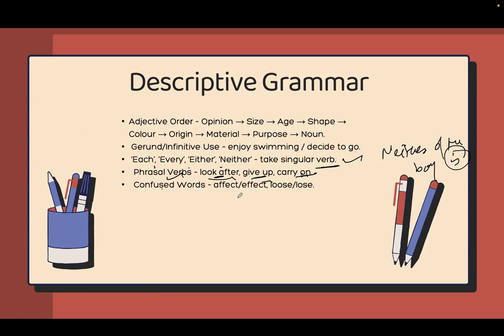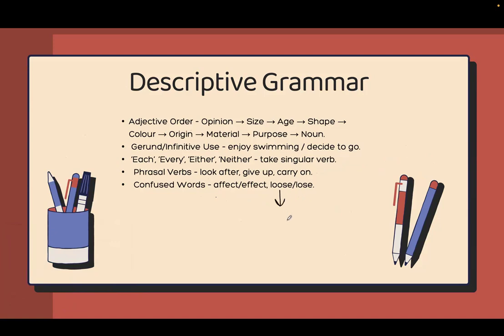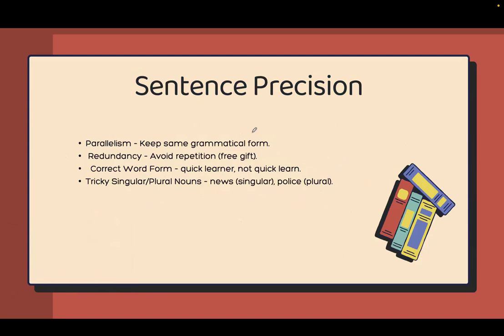Okay, confused words: affect, effect. Affect is a verb. Effect is a noun. Lose is not tight, right? This loses, misplace. These are some confusing words, okay, that you need to go through. Again, lose, not tight, but loose, misplaced. Okay, so these are some commonly confusing words that you have to keep in mind.